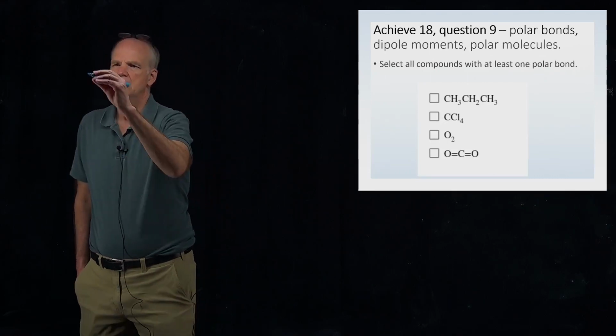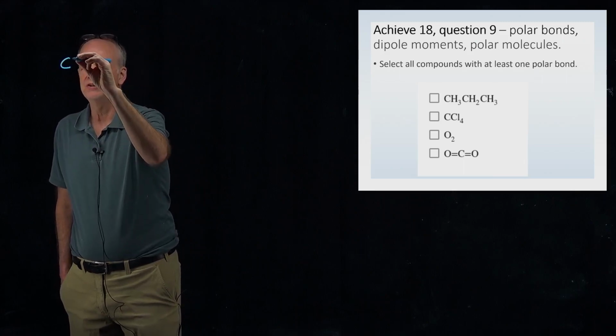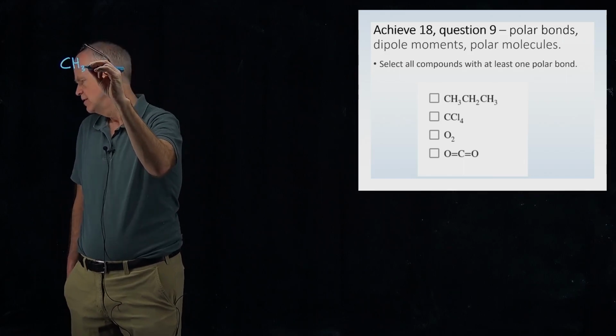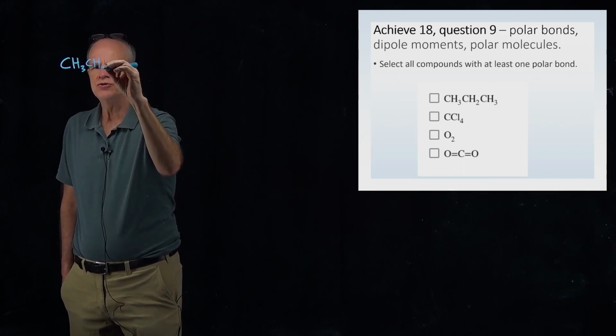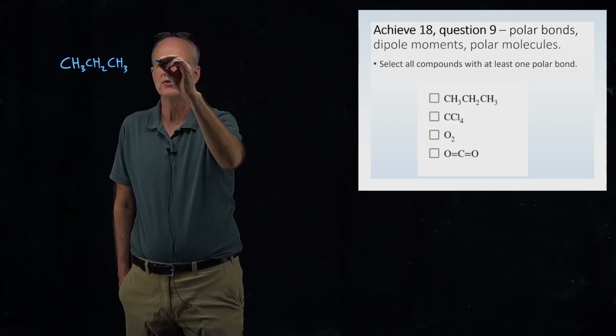And so the first molecule is a molecule called propane. So its formula is CH3, CH2, CH3. And the molecule looks like this.